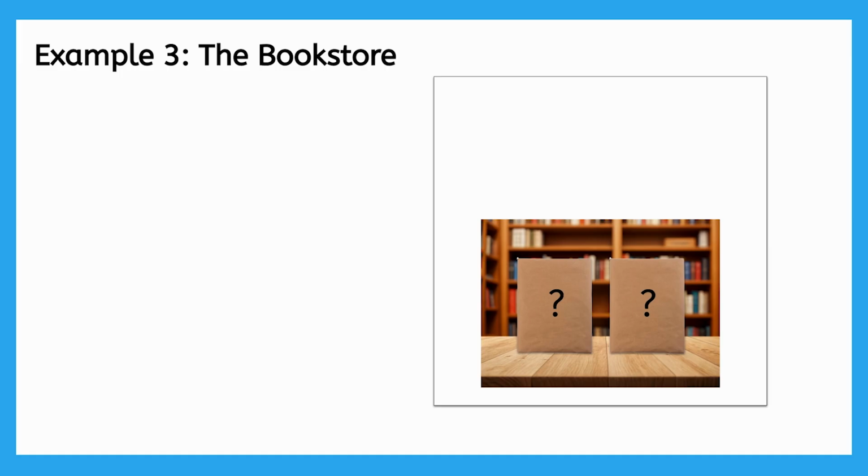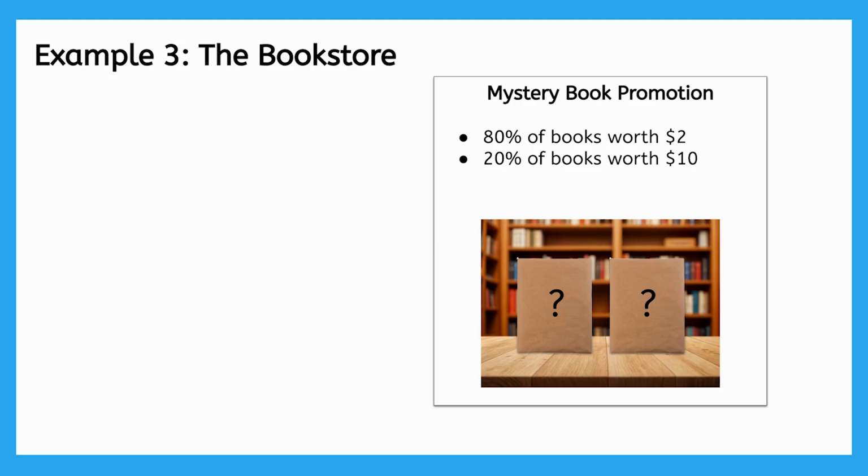Let's wrap up with one more example. A used bookstore has a backlog of inexpensive books they want to clear out. So they're creating a mystery book promotion. To make it exciting, they're mixing in some newer, more valuable books with the older, cheaper ones. They plan for 80% of the mystery books to be worth $2 each and 20% to be worth $10 each. The owner wants to price each mystery book so that, on average, they break even.